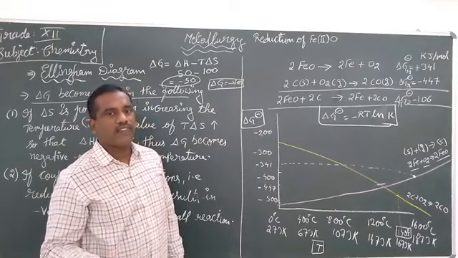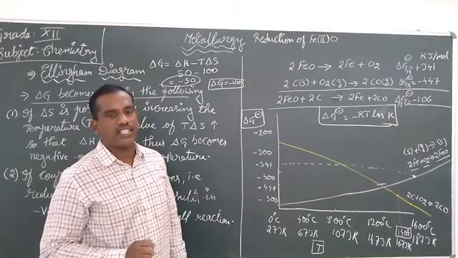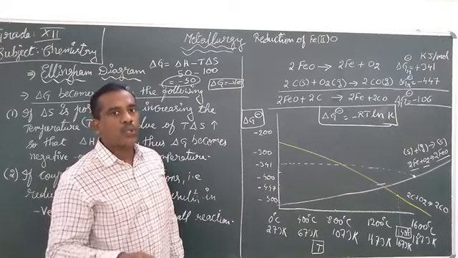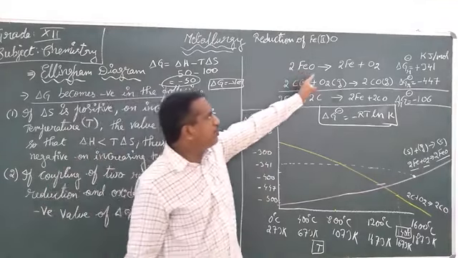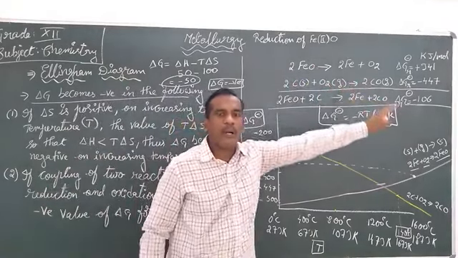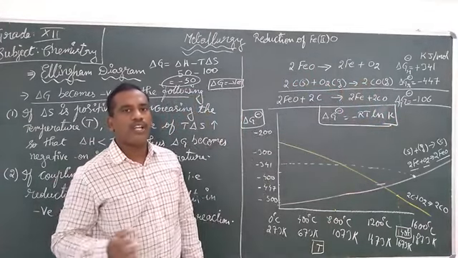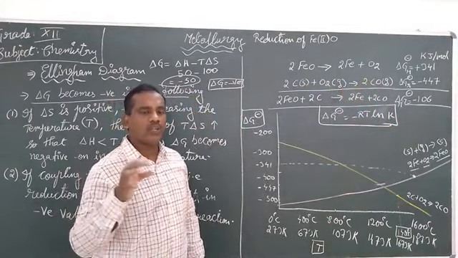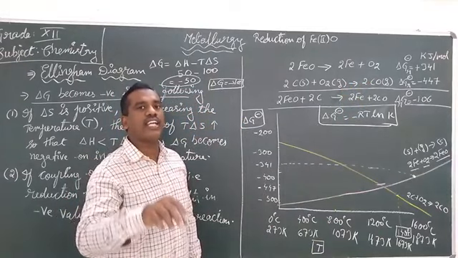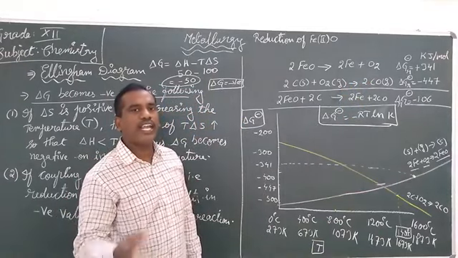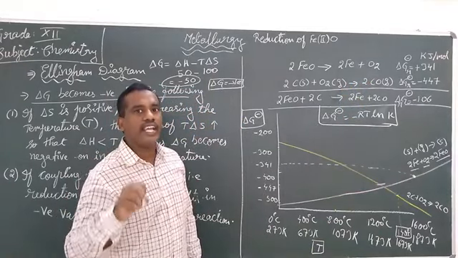For this, what we want to do is reduce the metal oxide to metal. But with a positive value, it is not possible. For that, we are using a reducing agent, that is, we are using coke.